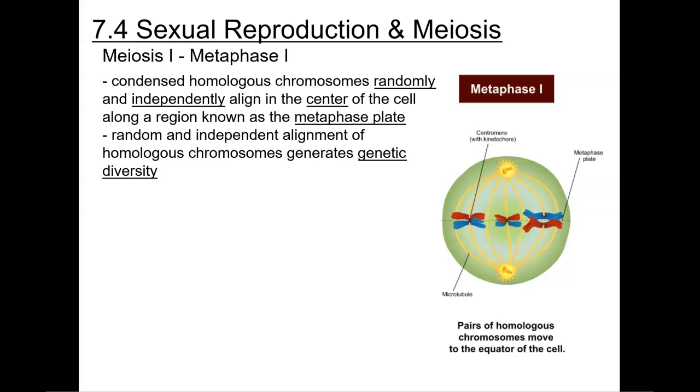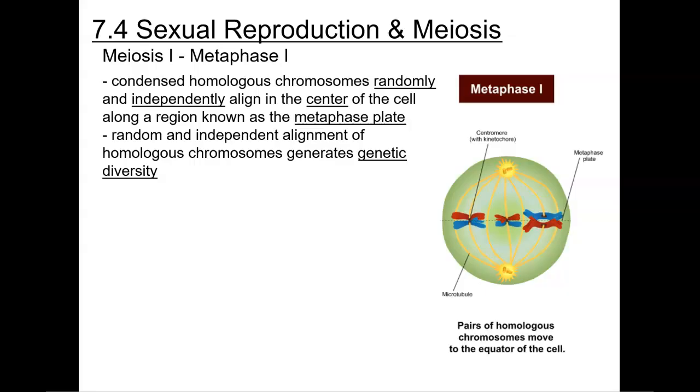Now, when they do this randomly, the mother's doubled up chromosomes and the father's doubled up chromosomes are going to line up. You might have some of dad's on one side and some of mom's on the other side. So it's not all dads on one and all moms on the other. They just randomly line up. This also increases the chance of genetic diversity. So some of these genes are going to go towards one side where other genes may go towards another side.